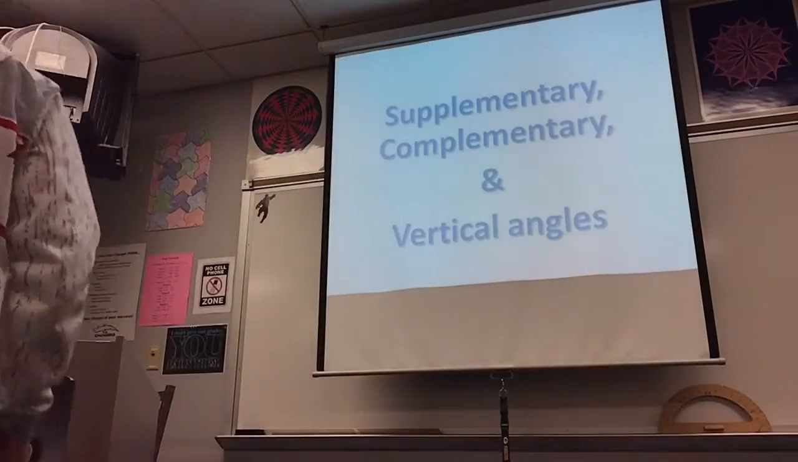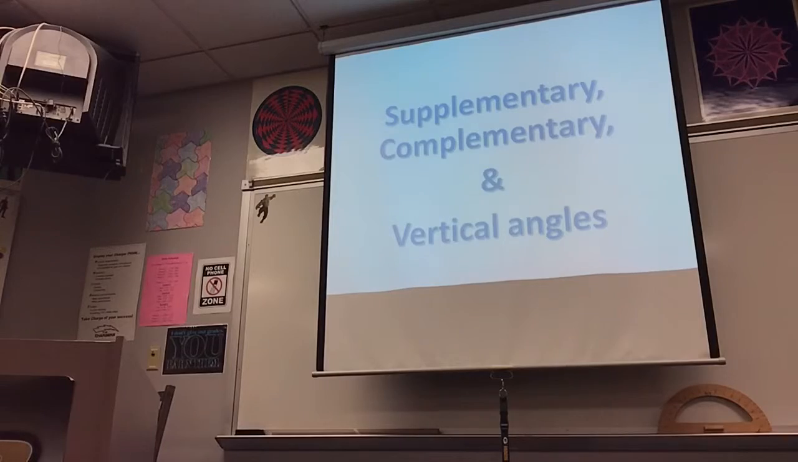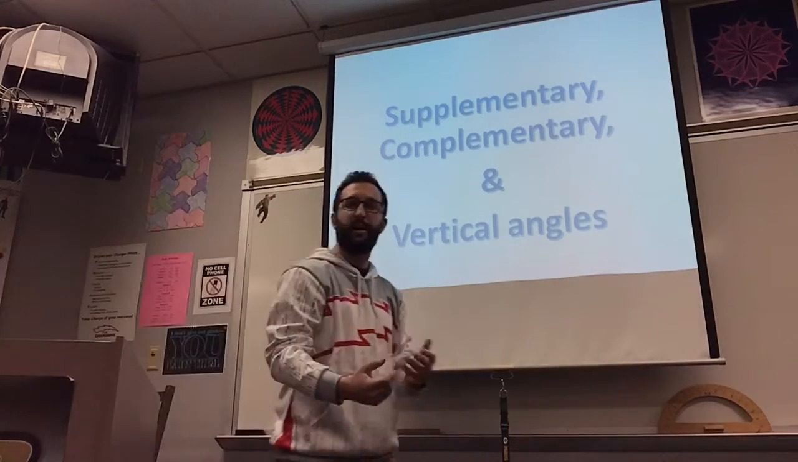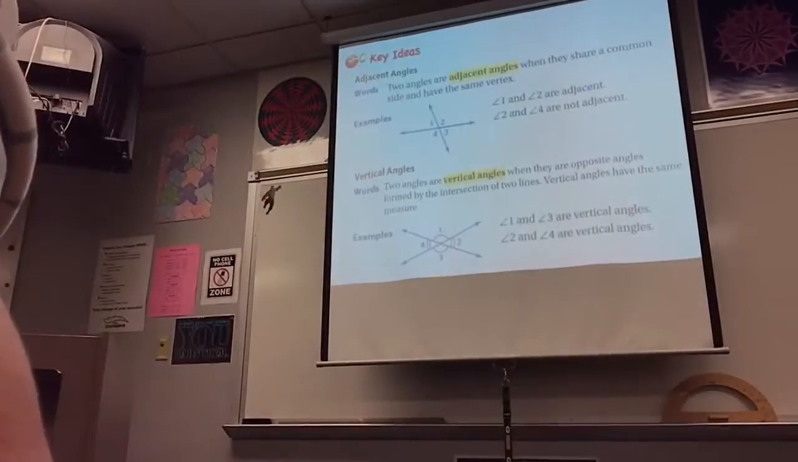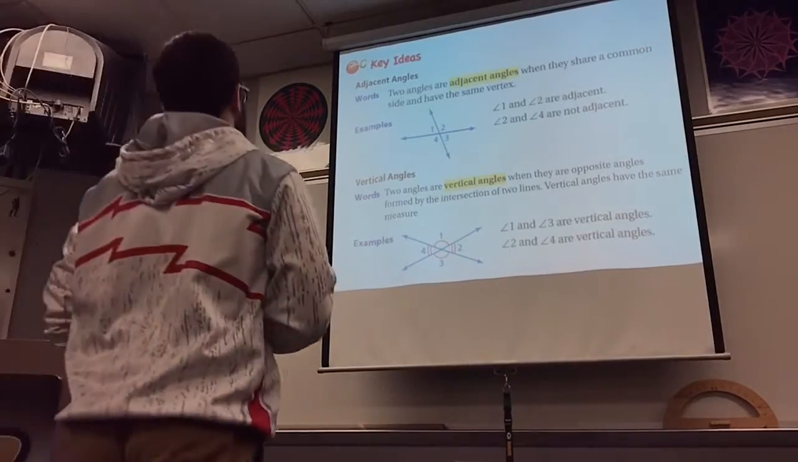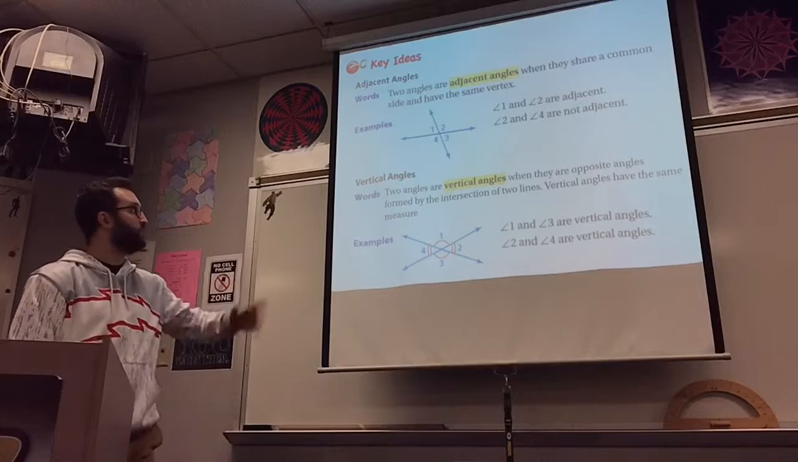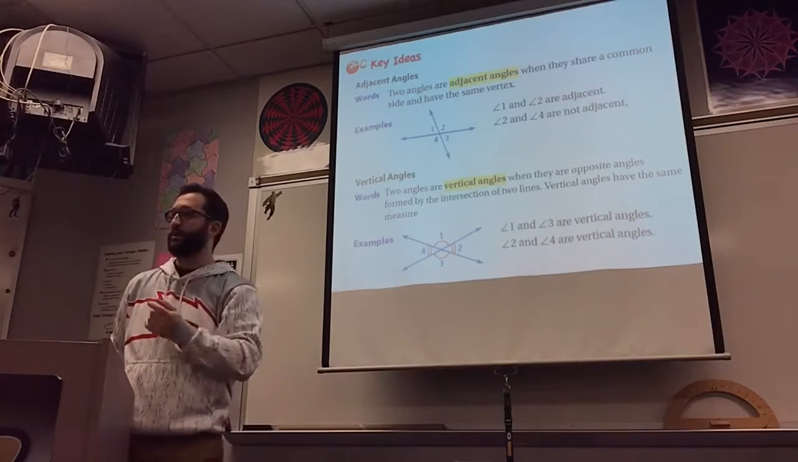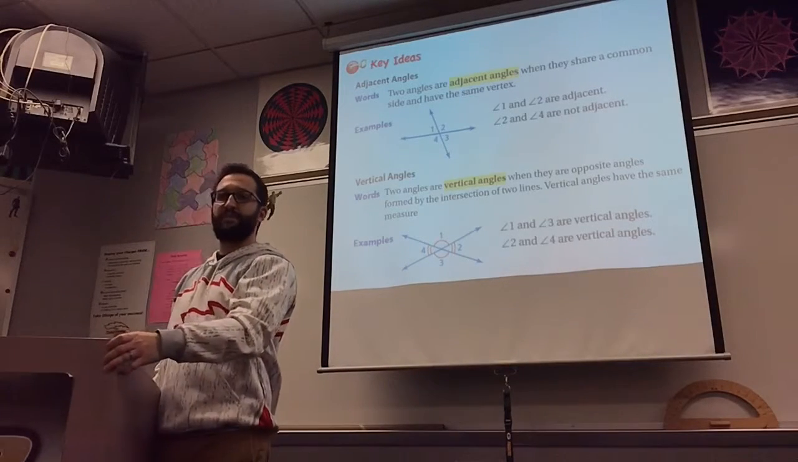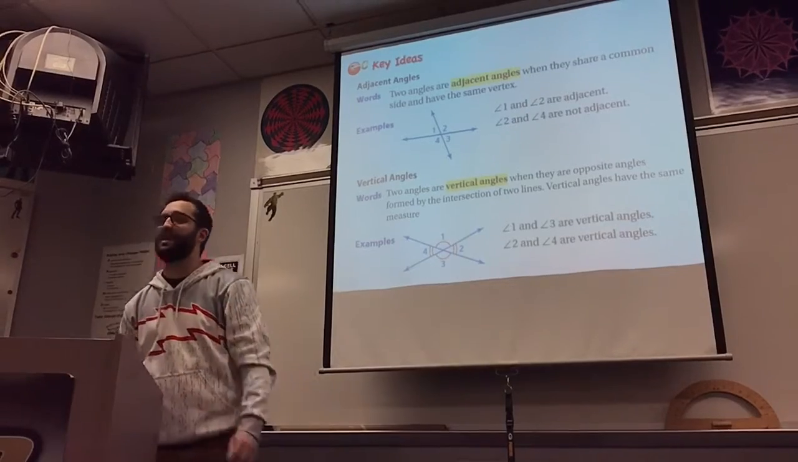All right. Talk about supplementary, complementary, and vertical angles. And what you are going to have is a lot of writing to do. We're talking about 4 special kinds of angles today. So the first 2 are adjacent angles and vertical angles. You have to write some definitions. Yes, you are going to write them.